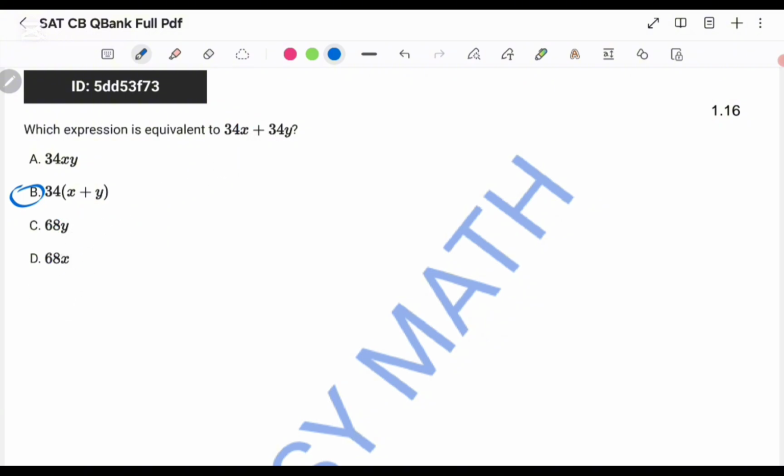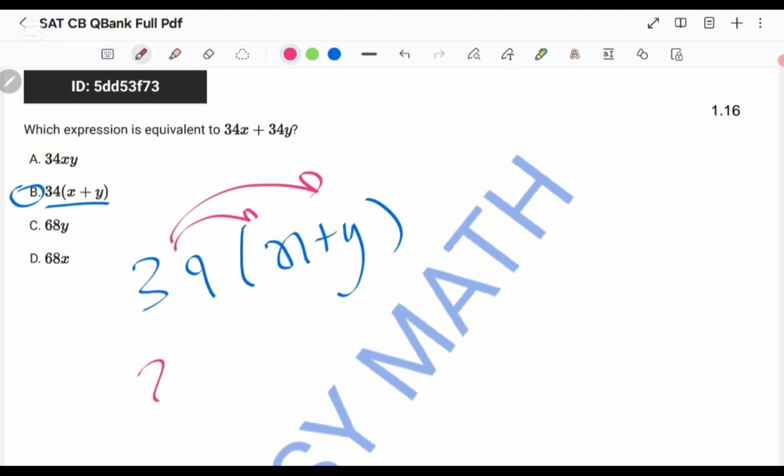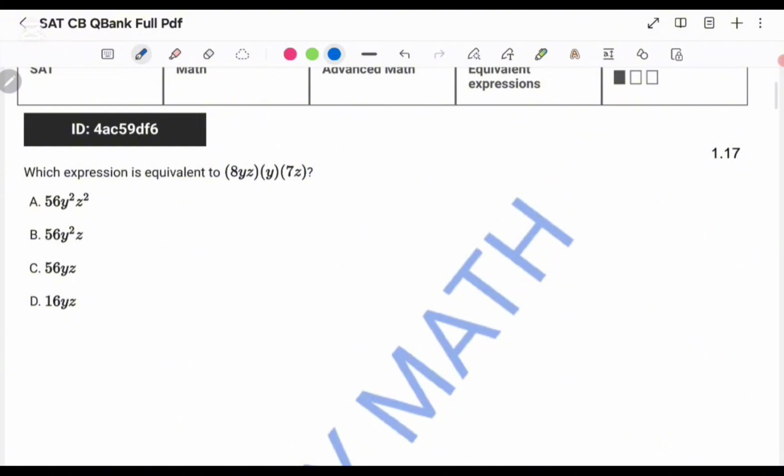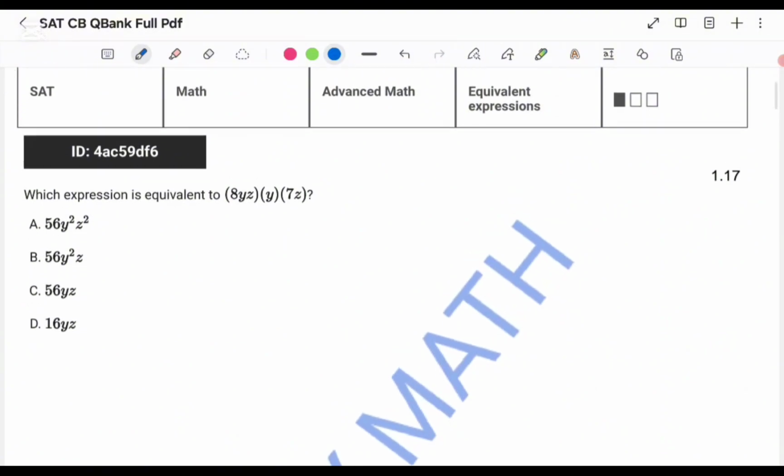You cannot do anything in this case to this addition to further simplify it into something like this or something like this, or even A. So the only answer choice that works is B. If you check that here, x plus y, and you expand, you're going to get 34x plus 34y.